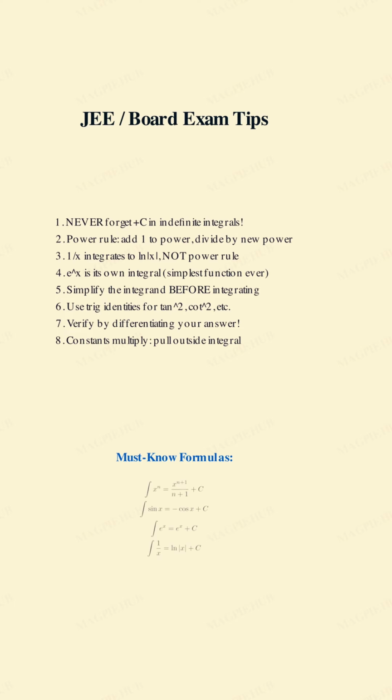Fifth, always simplify the integrand first: expand brackets, divide fractions, use identities. Sixth, for tan squared, cot squared, use the Pythagorean identities to convert to standard forms. Seventh, verify every answer by differentiating it back. Eighth, constants can be pulled outside the integral sign.